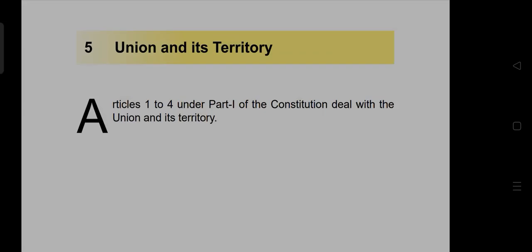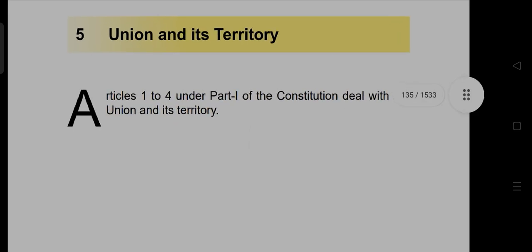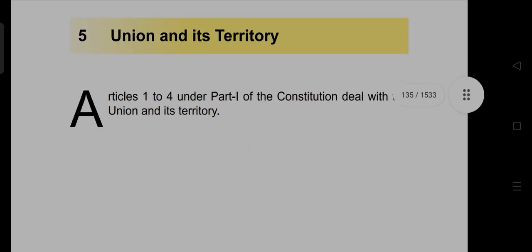Good morning, everyone. Now, let's start with the next chapter of Laxmikant, Union and its Territory. Articles 1 to 4 under Part 1 of the Constitution deal with the Union and its territory.